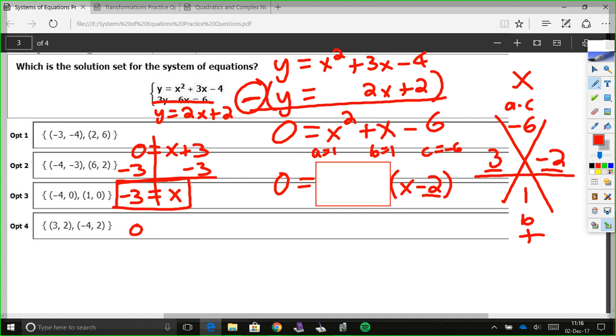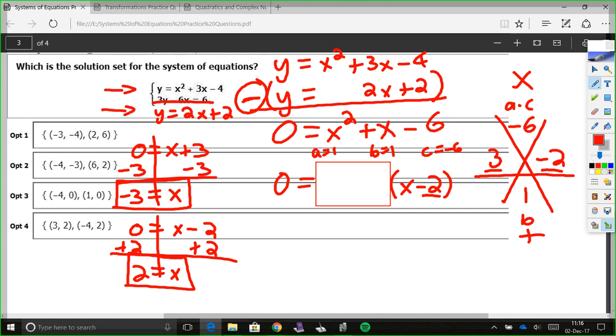So let's write that out. We have 0 equal to x minus 2. Let's solve this. You add 2 to both sides, and you get 2 equal to x. So I've got these two values of x. Now what I'm going to do is plug these x's back into my equation. Remember from the equation in the beginning, I can plug it into either of these, it does not matter. But I'm going to plug it into the second equation because it's a little bit easier. The second equation was y equals 2x plus 2.